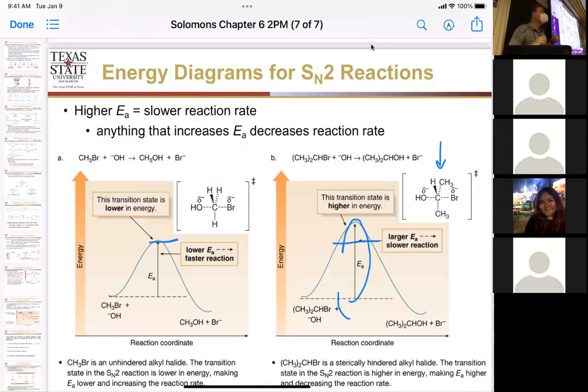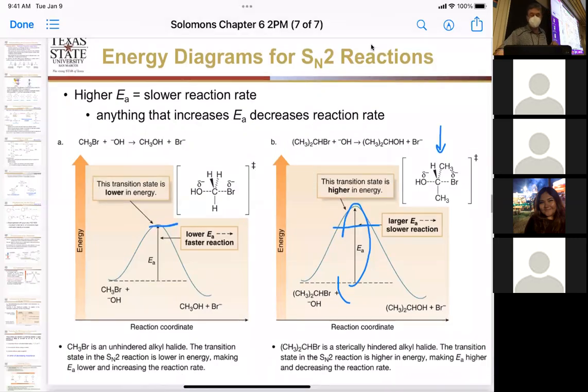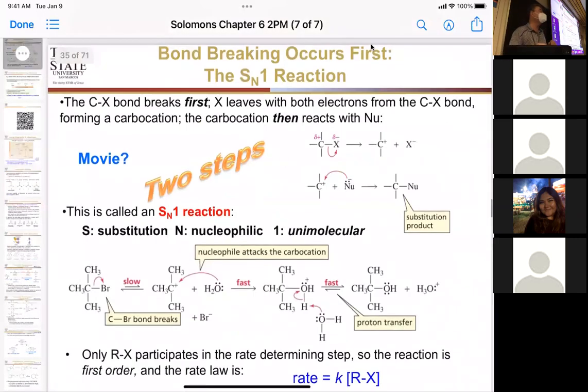We see that the type of alkyl halide affects the reaction. The methyl and the primary go faster. Secondaries can do SN2 reactions, but tertiaries can't. Tertiaries can't. There's just too much steric demand. They cannot do that reaction. So that means we have to have a different reaction for tertiary alkyl halides. And we do. It's called the SN1 reaction.